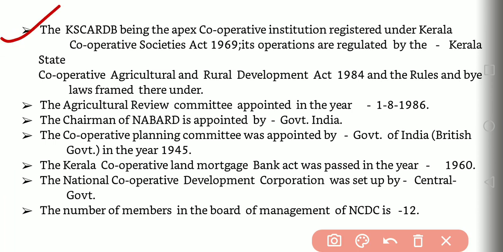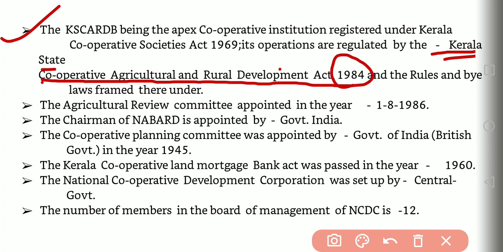Next, KSCRDB or Kerala State Cooperative Agricultural and Rural Development Bank, being the apex cooperative institution registered under Kerala Cooperative Society Act 1969, its operations are regulated by the dash. The answer is Kerala State Cooperative Agricultural and Rural Development Act 1984.